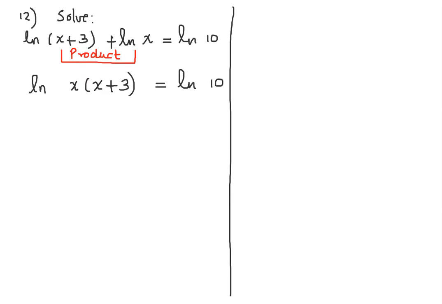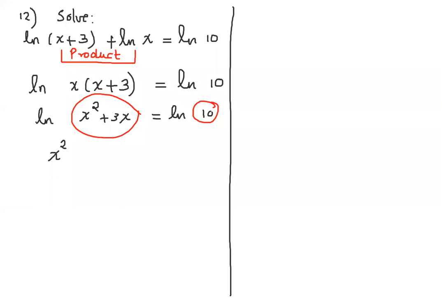So now I have same base on both sides, so I can distribute this, x squared plus 3x equal to ln 10. And since we have ln on both sides and the bases are the same, these two are going to be equal. So we have x squared plus 3x equal to 10.